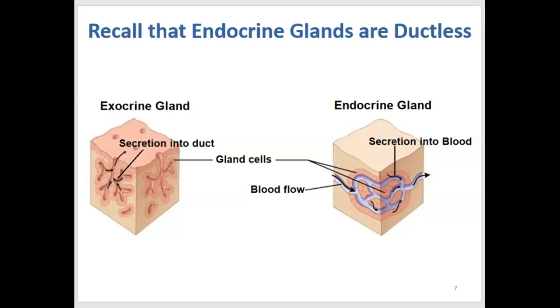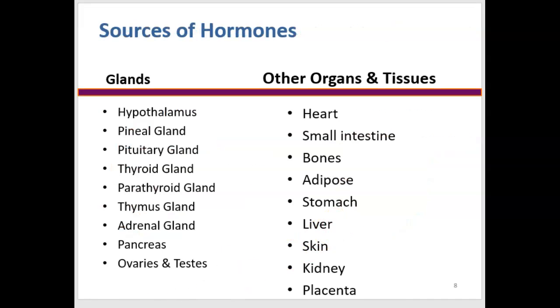So besides glands, there are other sources of hormones. The heart even releases a hormone, helping with blood pressure. The small intestine releases some hormones that end up affecting the stomach. Bones release hormones, adipose tissue, stomach, liver, kidney, skin, placenta.